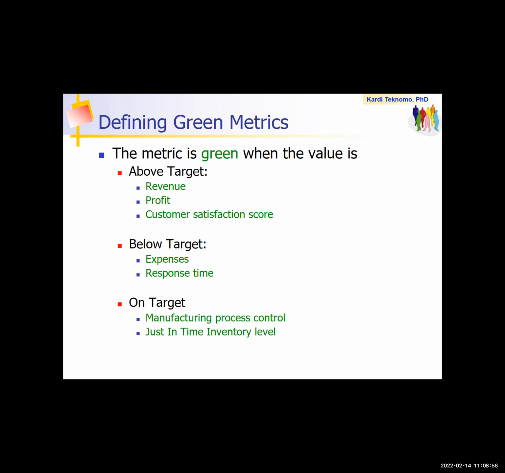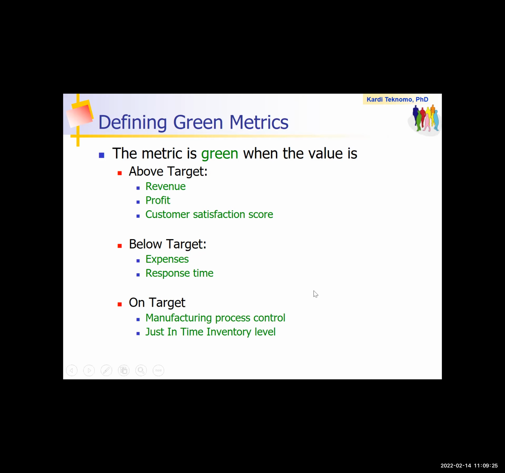Sometimes you want to be on target, for example, if it is quality control. You don't want the quality to be too high. You don't want the quality to be too low either. So the process quality control should be on target. The same thing with inventory level. You don't want the inventory level to be too high. You don't want the inventory level to be too low. So on target.